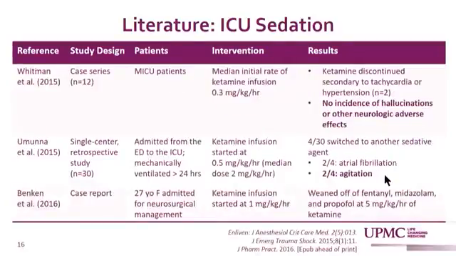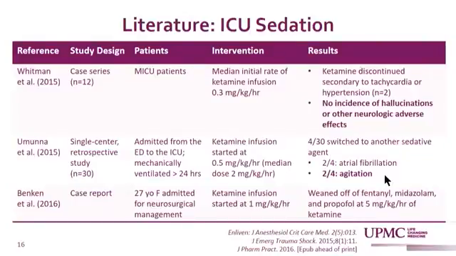Looking at the last 3 trials, again, most of them were published in the last 2 years. The first one, by Whiteman and colleagues, was published in 2015. This was a case series including 12 MICU patients. The intervention at the time was ketamine infusion, and the median initial rate of ketamine infusion was 0.3 milligrams per kilo per hour. At the end, ketamine was discontinued secondary to tachycardia and hypertension in 2 patients out of 12. And there was no incidence of hallucinations or other neurologic adverse effects reported.